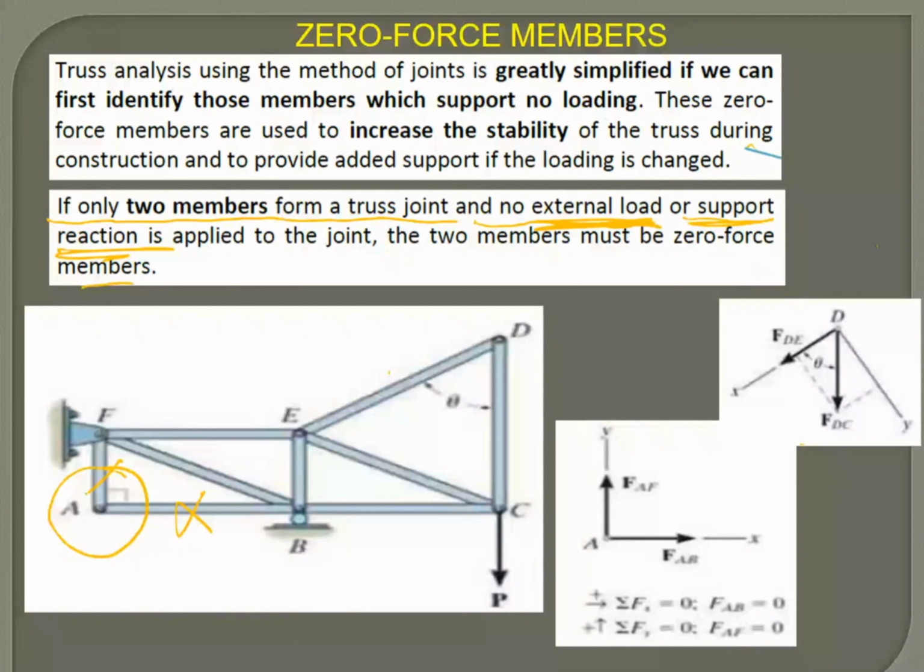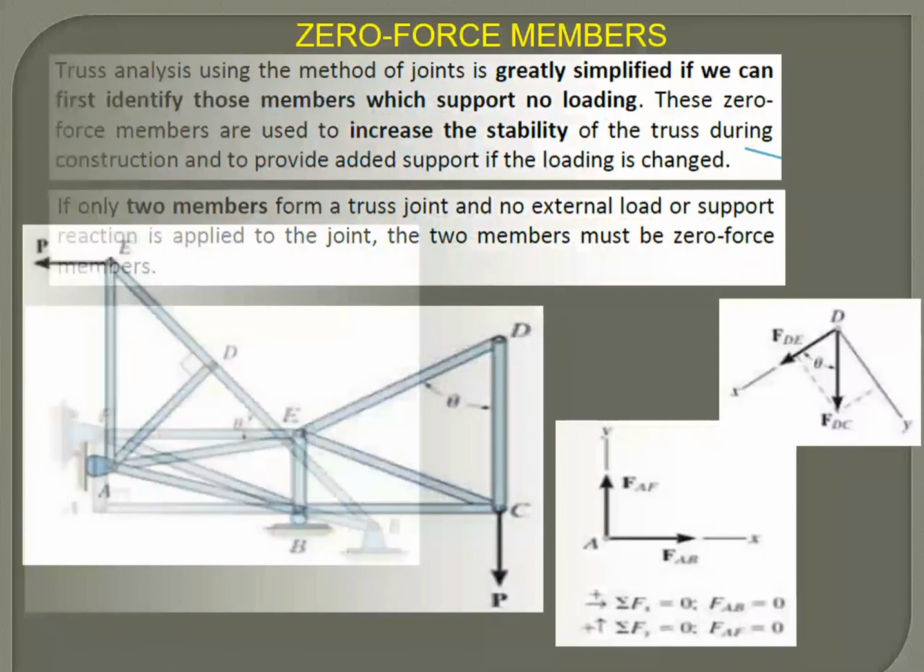Look at D. On pin D, there's no external force. There are only 2 members and there's no reaction support at D, which means the 2 members are zero force members. Is that clear to everyone? Yes, sir. Okay, so remember, in a truss, you need to find a pin which has got 2 members, no external force and no reaction support. And the 2 members, you can get rid of it.